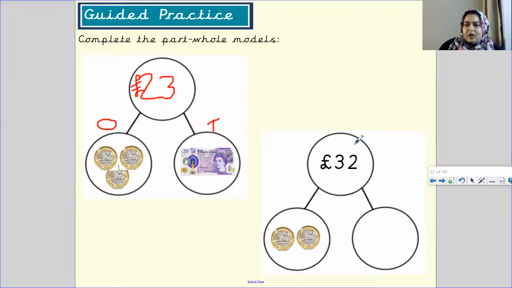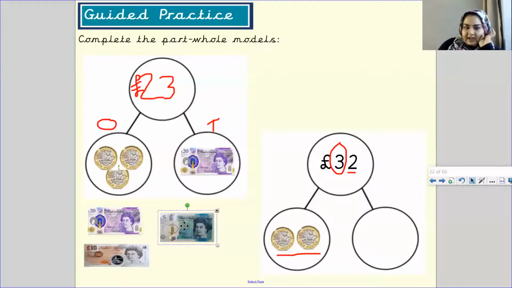Now, it says £32 here. I've got my 2 £1 coins, okay? But I am missing my notes here. Can you think about different ways I could make 30 using the notes? I'm going to pause the screen now and you can work it out.